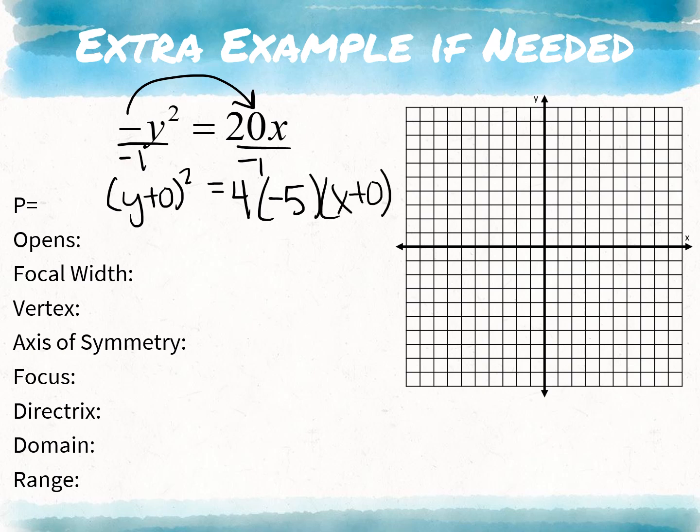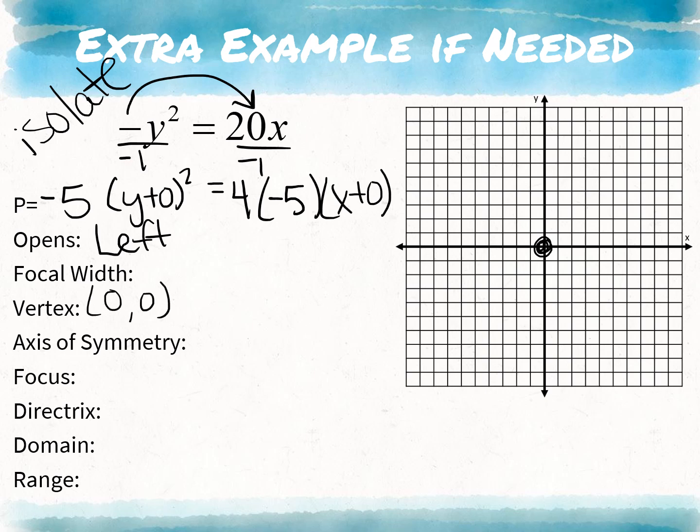See how I did that? So you need to isolate the squared value. So my p-value is negative 5. The y is squared, so that means left or right. If it's negative, that means it opens left to the negatives, right? So I'm at (0, 0) again today, and today only. My axis of symmetry, if it opens left, would be the x-axis, so that would be y equals 0.